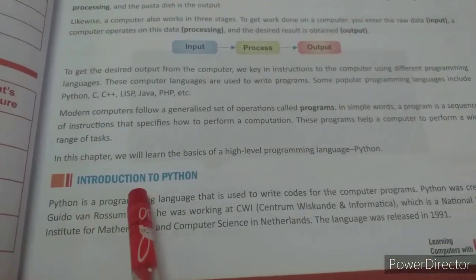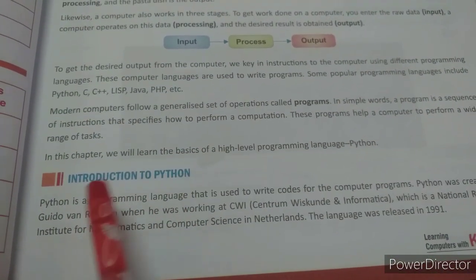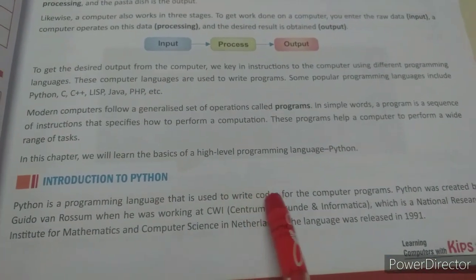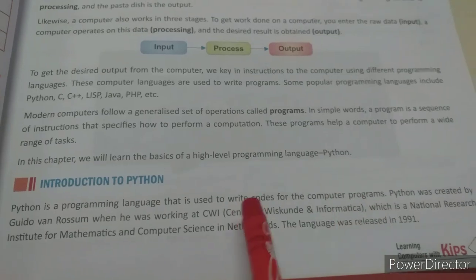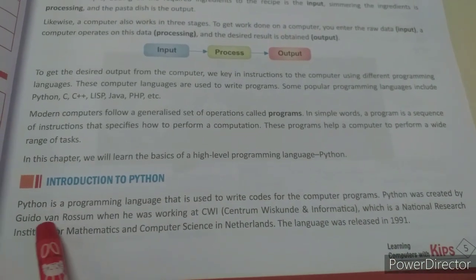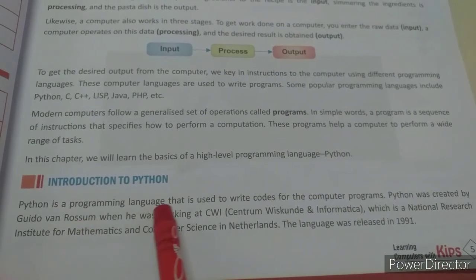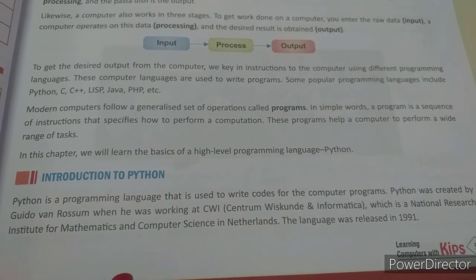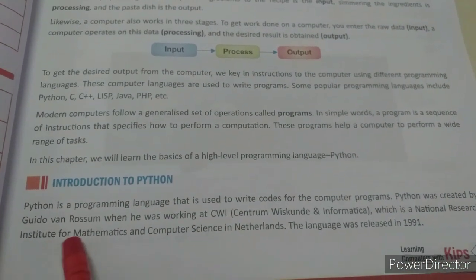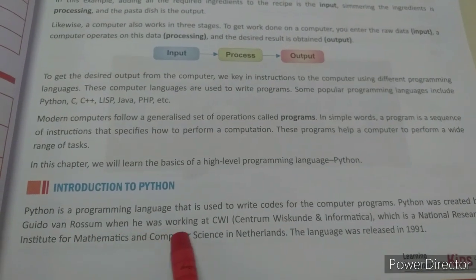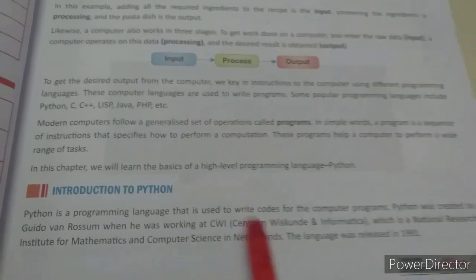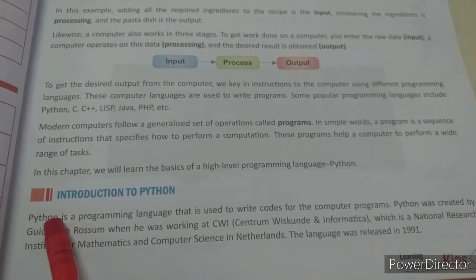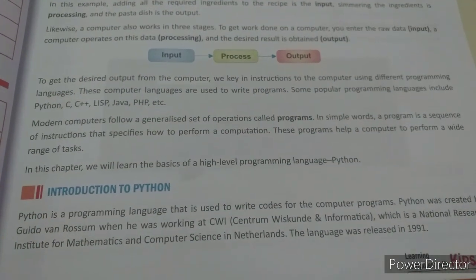Now let's see this introduction of Python. Python is a popular programming language which is used to write codes for programs. It was created by Guido van Rossum when he was working at CWI, Centrum Wiskunde and Informatica, the National Research Institute for Mathematics and Computer Science in Netherlands. Which language, children? Python. Python was released in 1991.